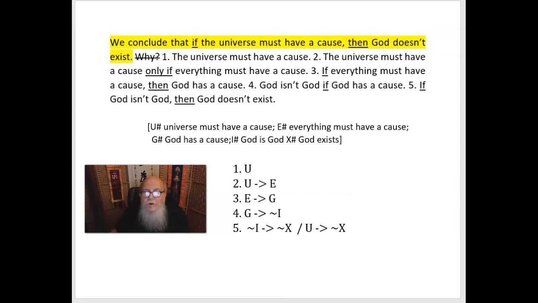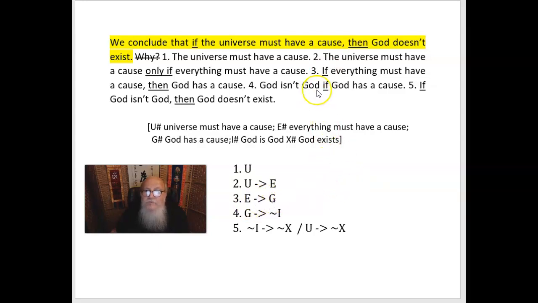And then we can go through the argument, one premise at a time, and translate it. Premise 1 is the universe must have a cause. Very easy, that's just U. Premise 2 is the universe must have a cause only if everything must have a cause. Remember, only if, you just put an arrow where the only if is. Nothing changes. So if the universe must have a cause, then everything must have a cause. Our third premise, if everything must have a cause, then God has a cause. That's very straightforward. E arrow G.